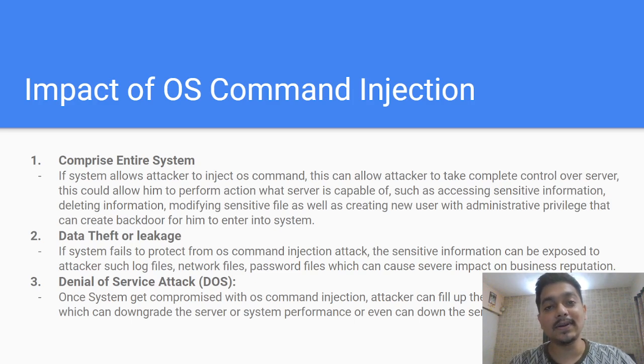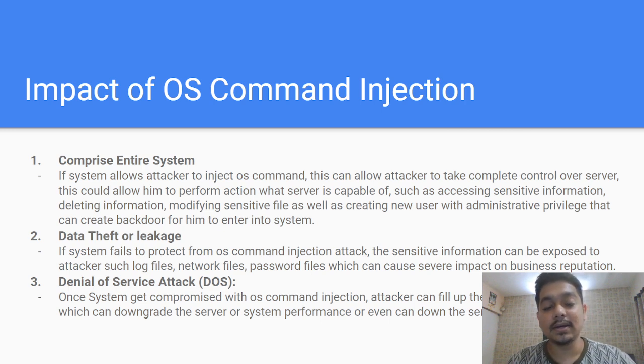When an application server fails to validate the user input request, the attacker can get complete control over the system. When the attacker gets complete control, they can manage your resources within that system. They can change the files, steal the file data, and manipulate sensitive file information. So by this it can compromise the entire system.